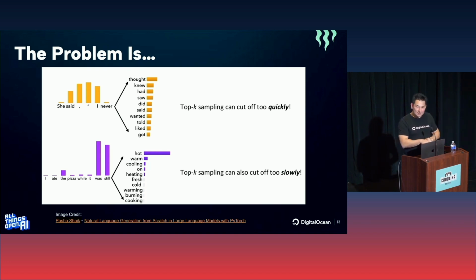So token 11, which isn't shown here, token 12, token 13, token 14 might also be acceptable alternatives for the next token. But because our top K equals 10, we're cutting it off at 10. And conversely, we might not cut off early enough. If we still stick with top K as 10 and look at the sentence on the bottom, "I ate the pizza while it was still," it makes sense that it's hot, right? If you were to complete that sentence on your own, it probably wouldn't be "I ate the pizza while it was still cold or warm."